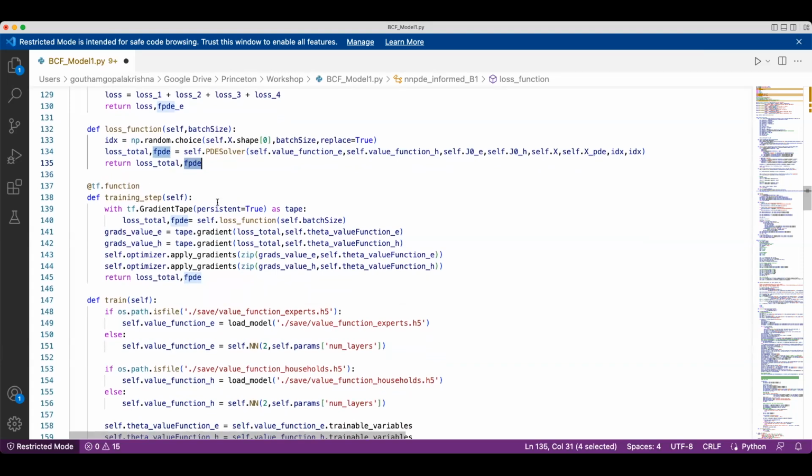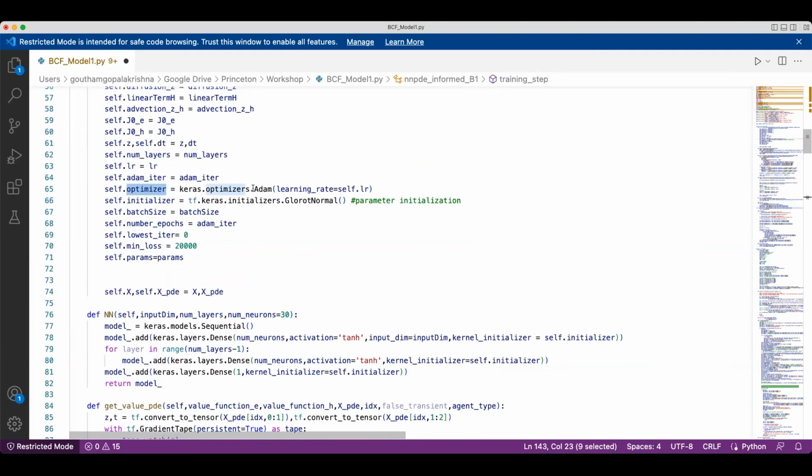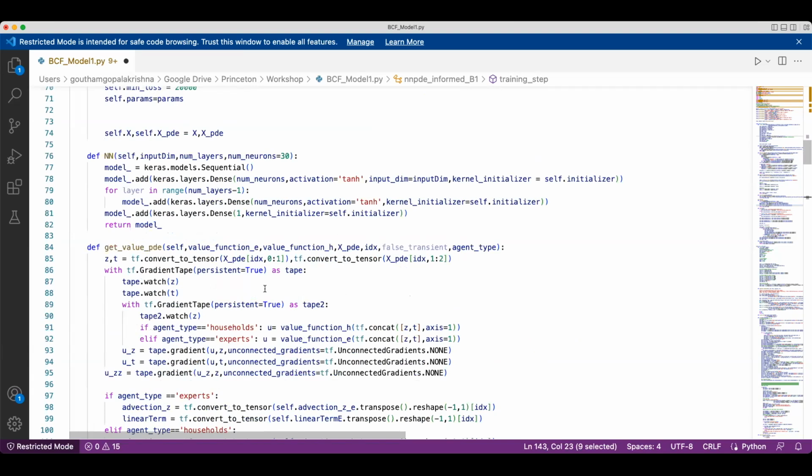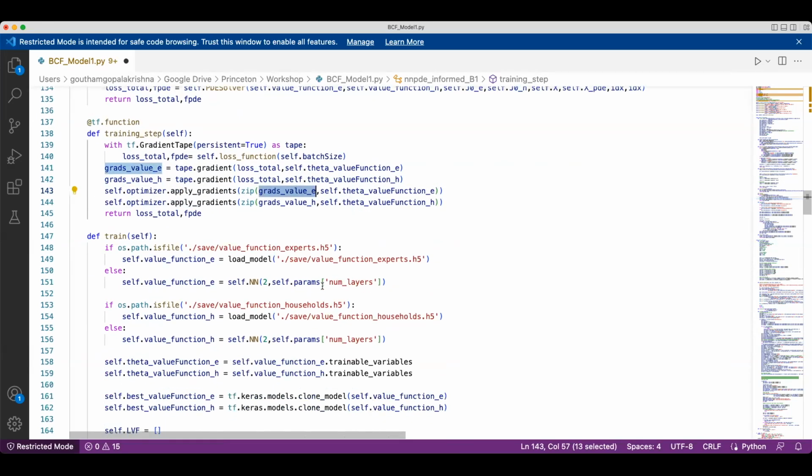Okay, so here's the main step. This is the training step. You call this loss function. Once you do that, you apply the optimizer. This optimizer is defined to be the Keras Adam optimizer here. You use that self.optimizer and apply the gradients of the value functions that you have. All right, so that's the training part.